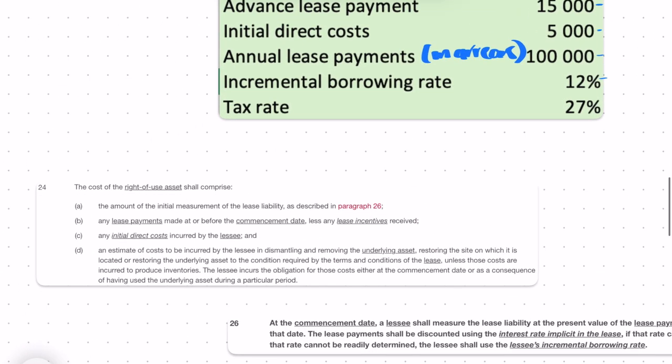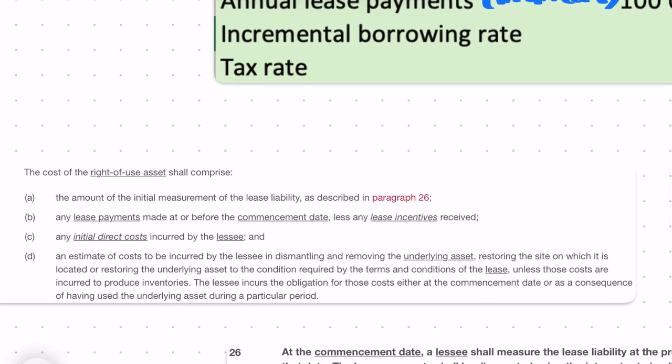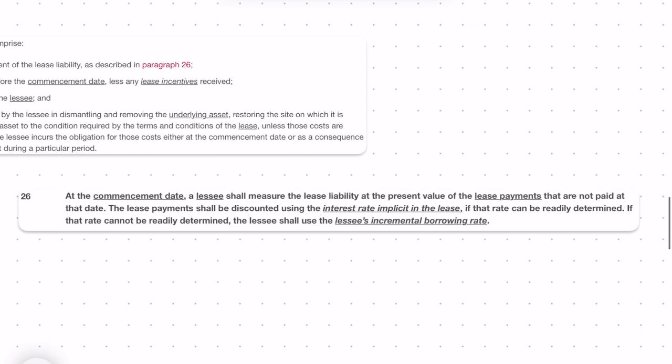Now, let's just look at what IFRS 16 says. Okay, so IFRS 16, we know that when we are dealing with a lessee, you're going to, on the inception of the lease, recognize a right of use asset and a lease liability. And so as it relates to the lease liability, effectively it's the present value of all of the lease payments that have not been paid to date.